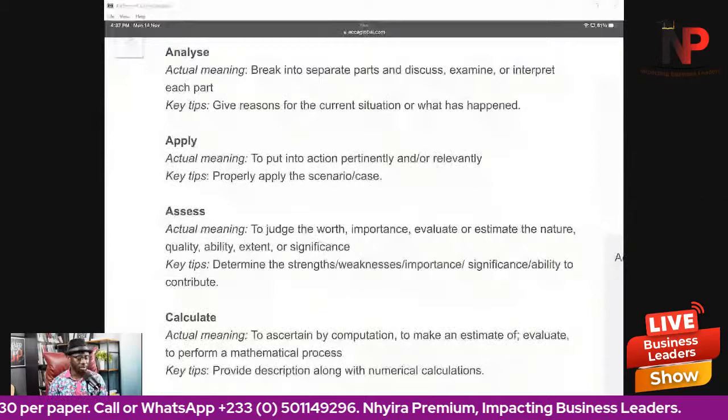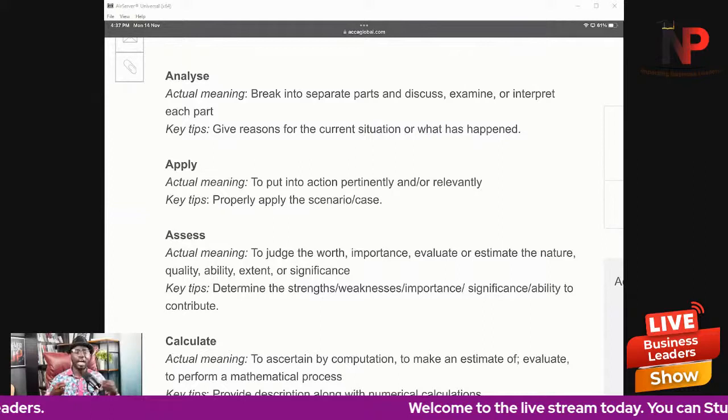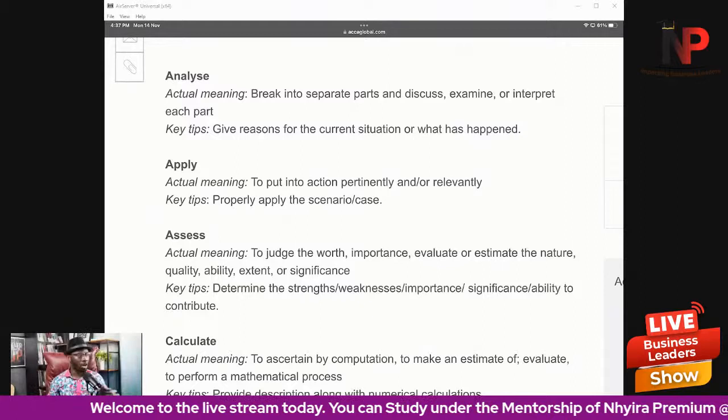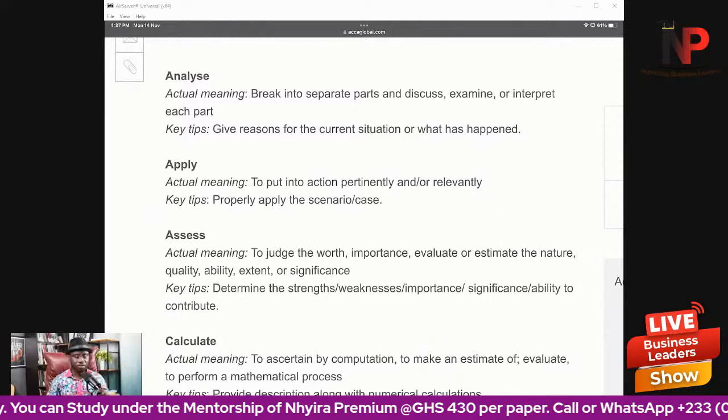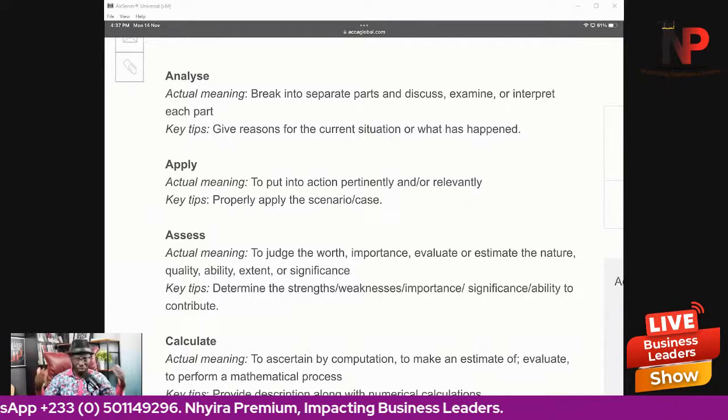You ready? Let's go. The first verb is analyze. So if you read a question and the examiner says, analyze the performance of the organization, analyze the nature of the entity's financial issues, analyze the above scenario, and explain what has to be done. So if the question says analyze, that is the requirement of the question. We are to analyze. How do you put your answers up?